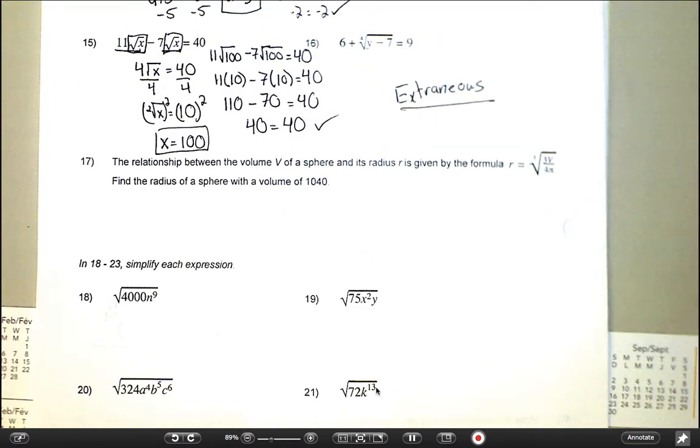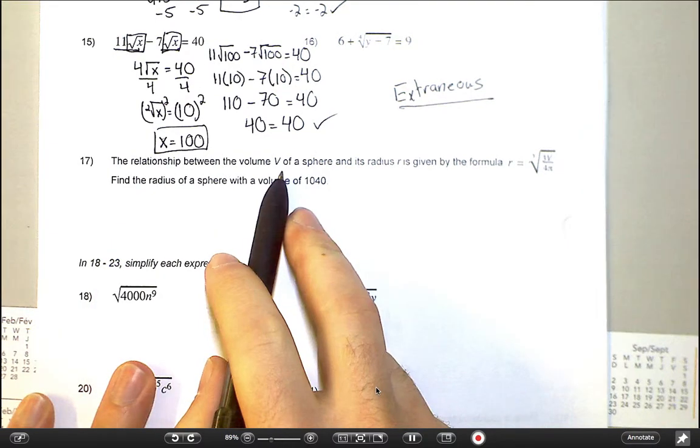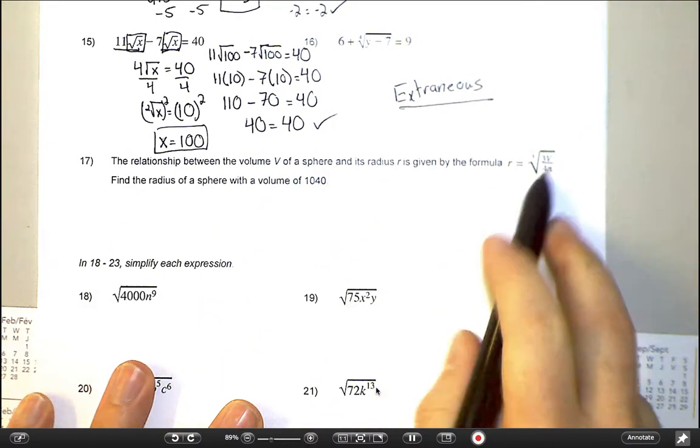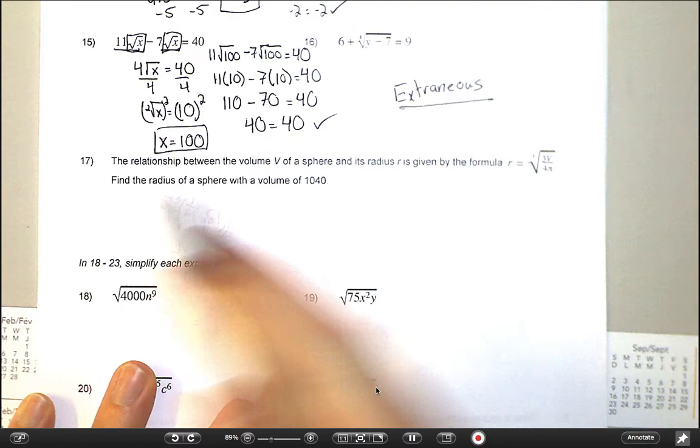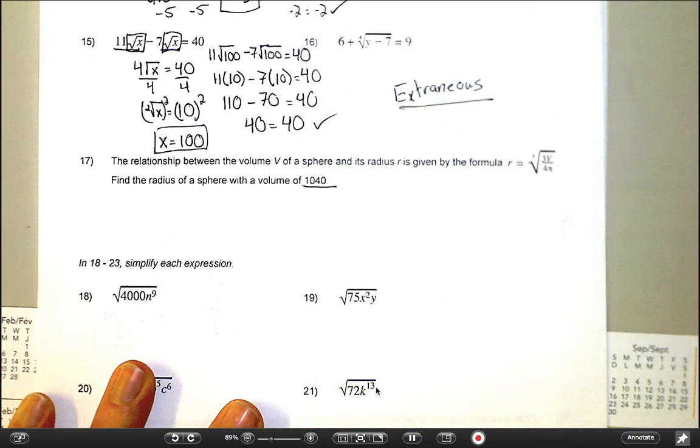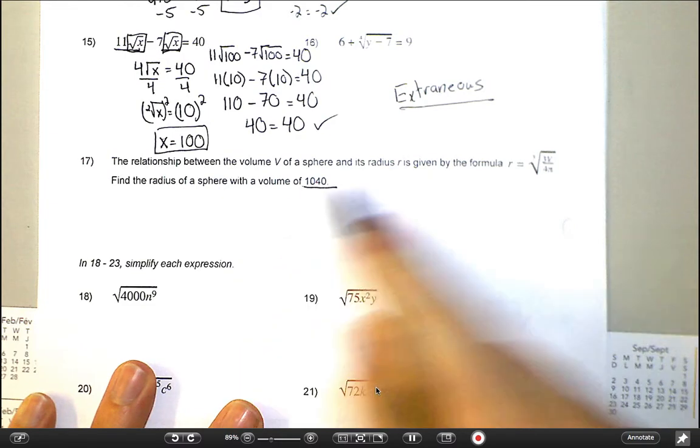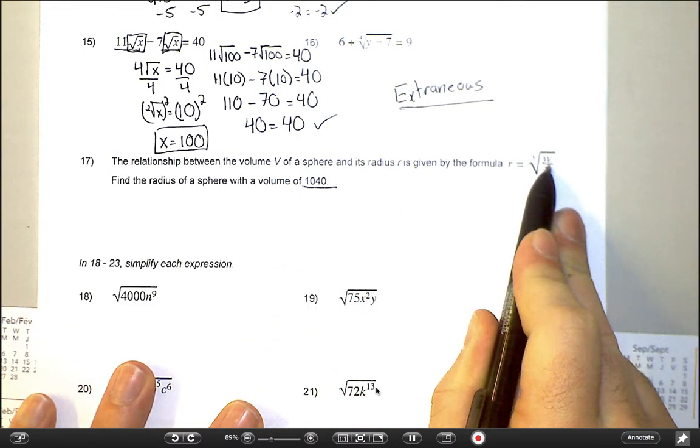Okay, let's talk about 17. So there is a story problem here. This is a very similar story problem to what you will see on the test. So we're working through this one. As we read through this, we're talking about volume of the sphere, and its radius is given by this formula. We want to find the radius for a sphere with a volume of 1040. Now that's really the only information that I'm given, that 1040, so I need to plug that in. That is the volume, so that's going to go in for V here in the equation.